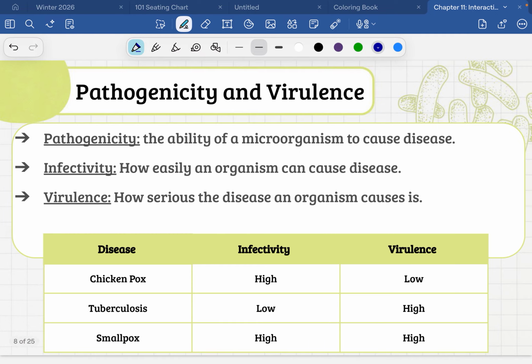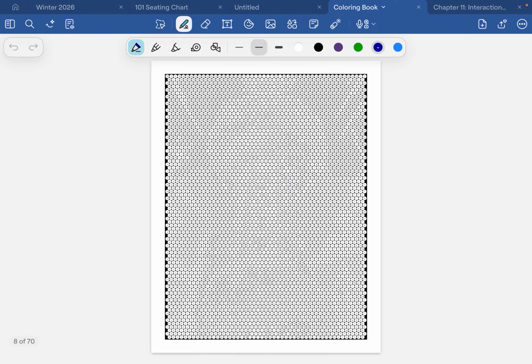Now, another thing to look at is the definition of pathogenicity and virulence. So again, pathogenicity is the ability of a microorganism to cause disease.